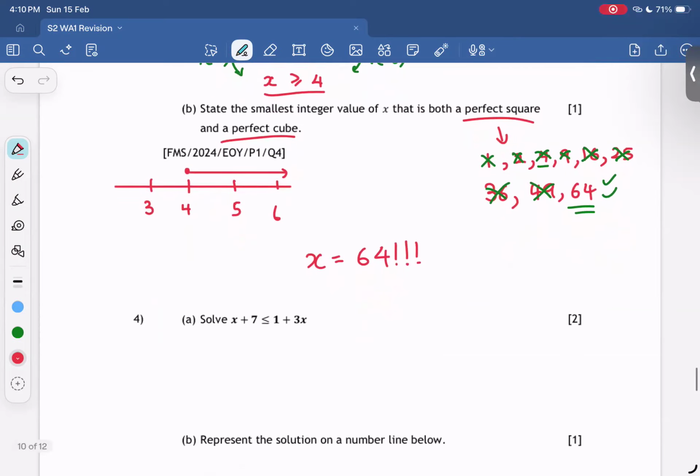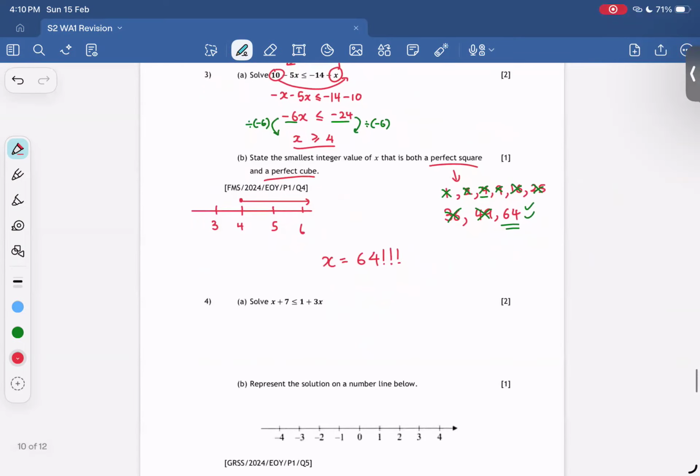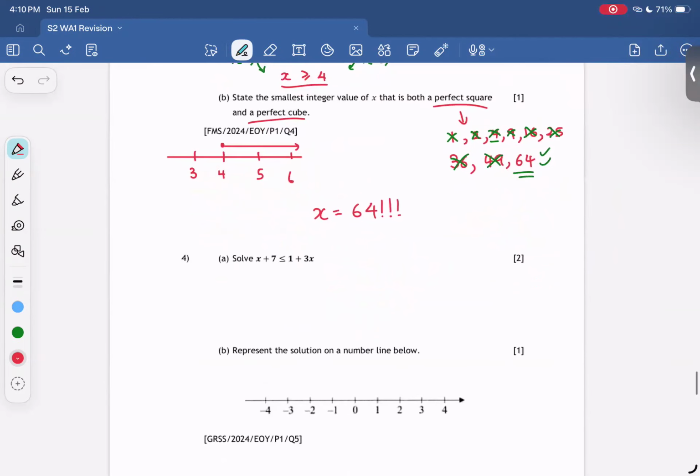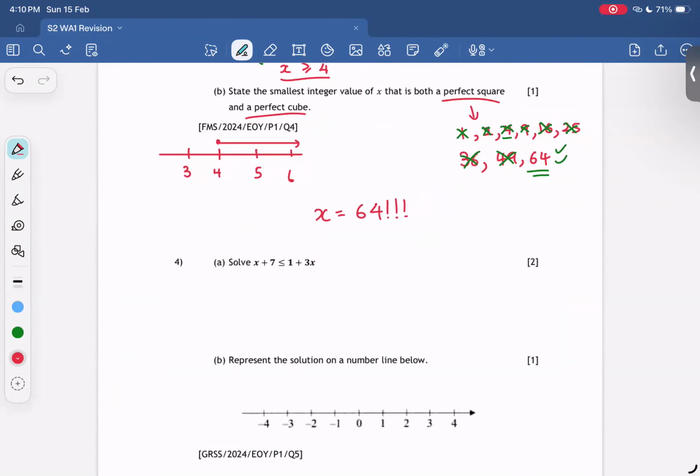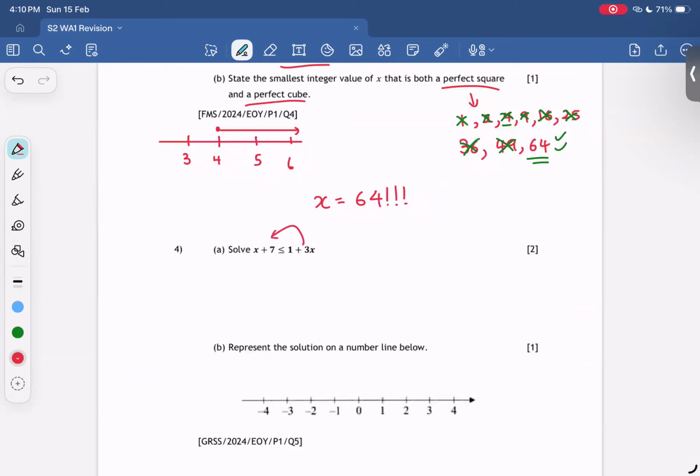Let's take a look at question number 4. This time, solve the inequality. Once again, I think you guys are sick and tired of solving inequalities already, so let us continue on and solve it very quickly. We will shift the 3 over. So x minus 3x is less than or equals to 1 minus 7. So x minus 3x is minus 2x, which is less than or equals to minus 6.